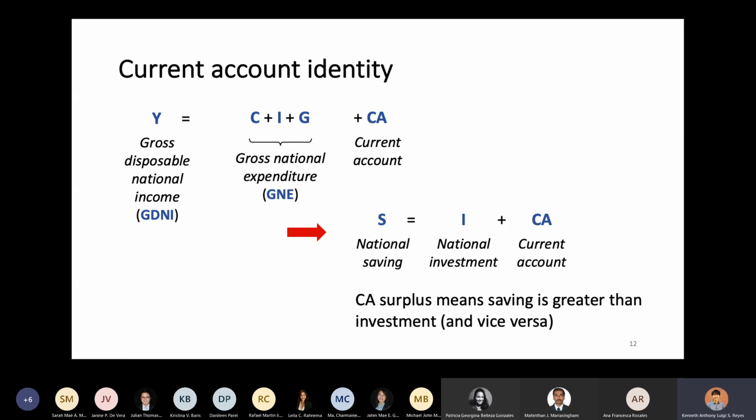So if you have a current account surplus, that means you are saving more than you are investing, and vice versa. So some countries are known to have a very large current account deficit, for example, the United States, which means that it is a net dissaver. Whereas a country like Japan, China, the East Asians, they have high savings and also high current account surpluses.